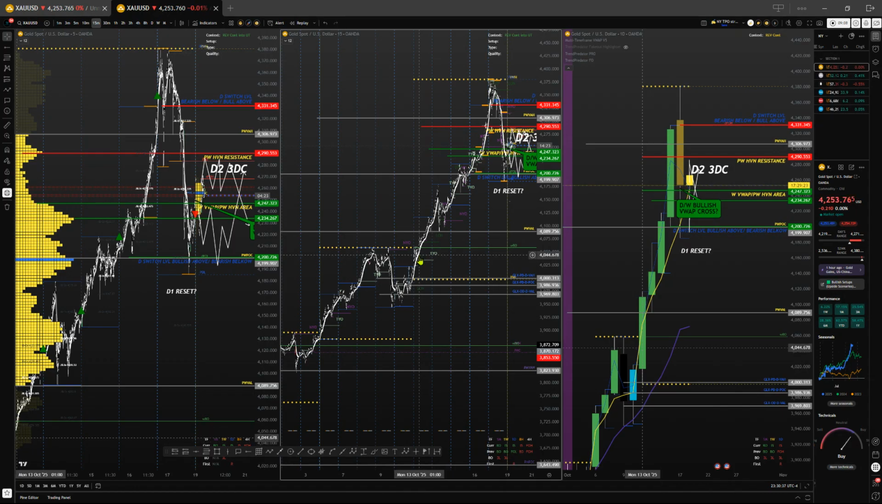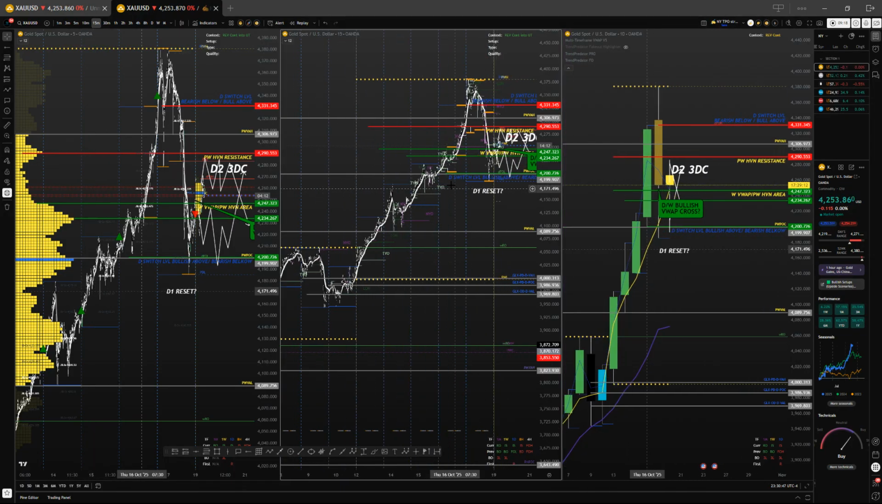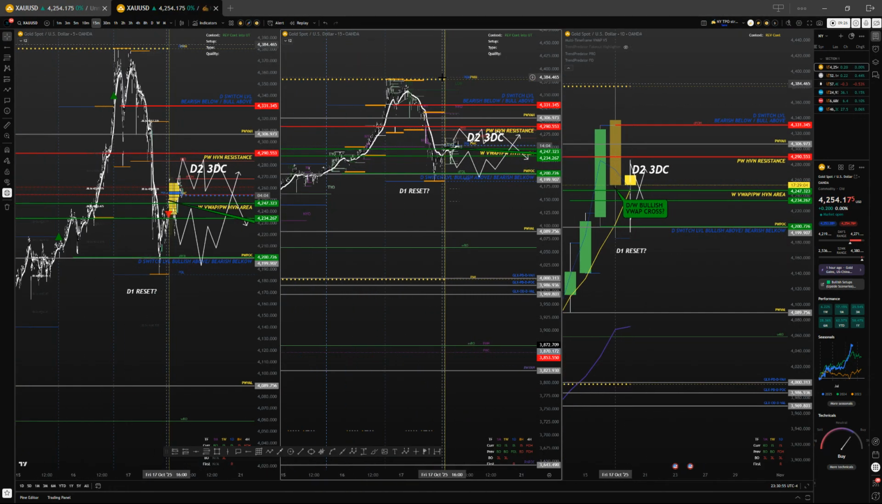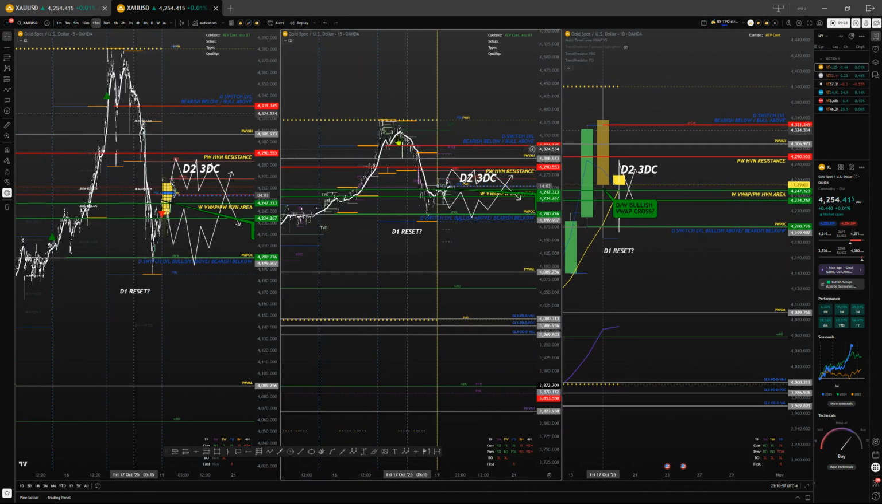Day 3 automatically converts to a day 1 at the close. This resets the day count. So day 1 Monday, day 2 Tuesday, day 3 Wednesday, longs. Day 1 Wednesday, resets. Day 1, day 2, day 3 Friday. Okay, so day 3 Friday. We get a reset down here because we break back above Thursday's lows. So day 1 longs are back in the market.